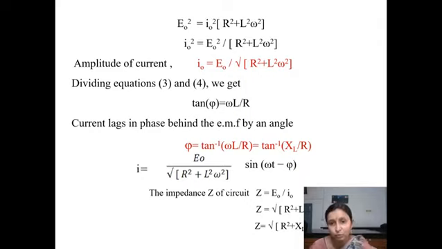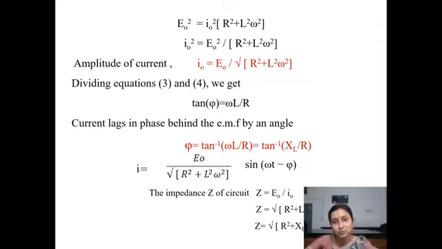Dividing equation 3 and 4, we get sin phi by cos phi is equal to L omega by R, that is tan phi is equal to omega L by R. Here phi is the phase angle, nothing but tan inverse of L omega by R. This phi angle denotes that the current lags in phase behind the EMF by an angle phi, where phi is equal to tan inverse omega L by R, that is tan inverse XL by R. So I is equal to I naught sin omega t minus phi, where the I naught value is E naught by root of R square plus L square omega square, and I is I naught sin omega t minus phi.